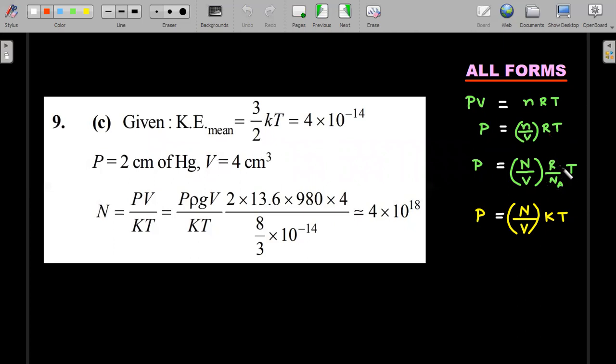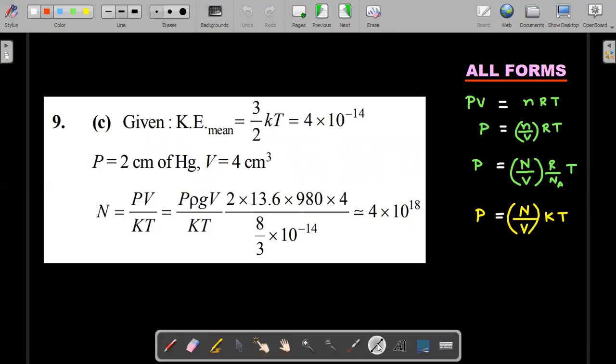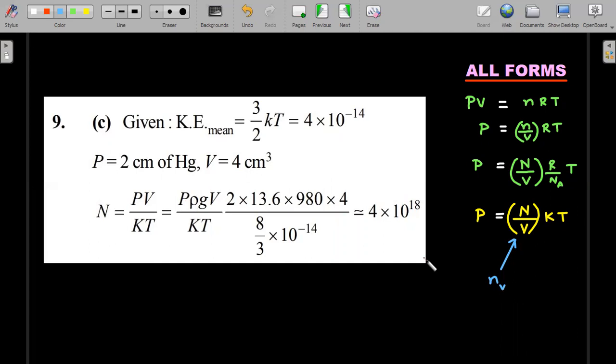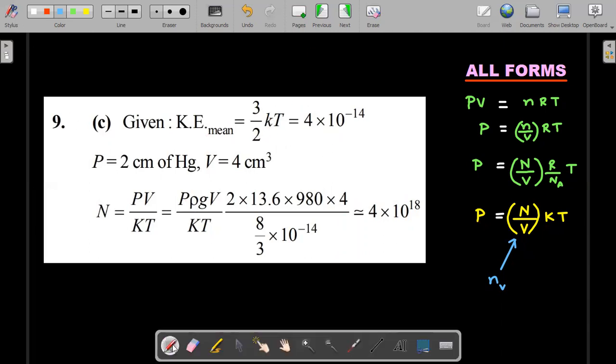R by Na is a standard constant called the Boltzmann constant K that you're all familiar with, and N by V will be the number concentration. So when someone asks you what is number concentration, which in the NCERT textbook we'll keep writing with the symbolic notation of small n subscript V, number per unit volume. So this is also an alternative form which he tries to use. Mean kinetic energy is related to 3 by 2 kT. This you should be very well aware of. How do you derive this particular thing?